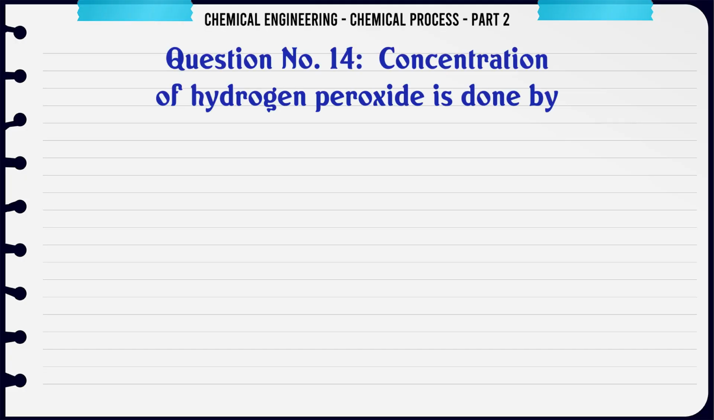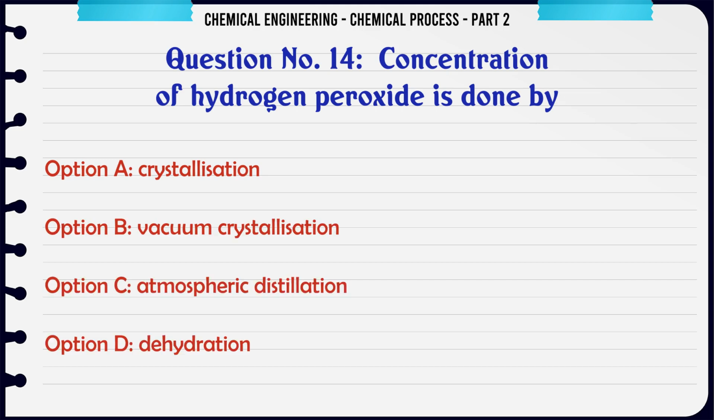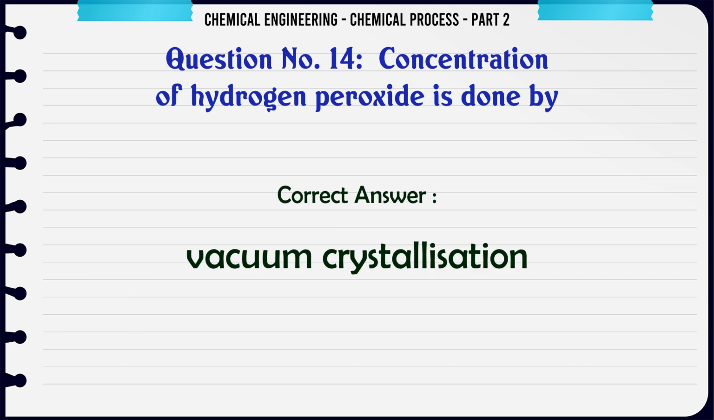Concentration of hydrogen peroxide is done by A. Crystallization, B. Vacuum crystallization, C. Atmospheric distillation, D. Dehydration. The correct answer is vacuum crystallization.